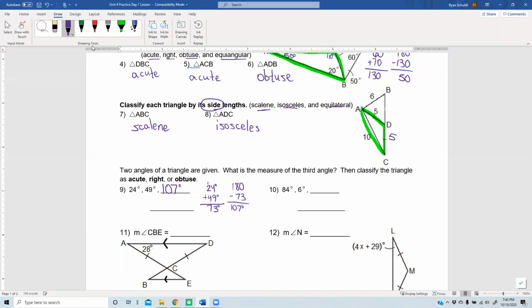Then we've got to look at these. What kind of triangle would this make? An obtuse triangle.